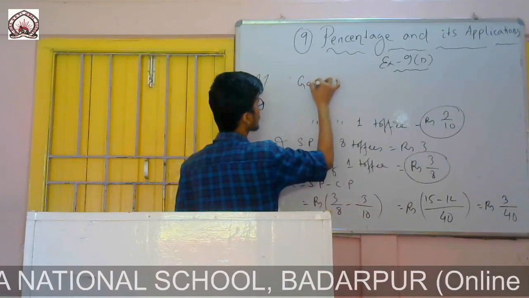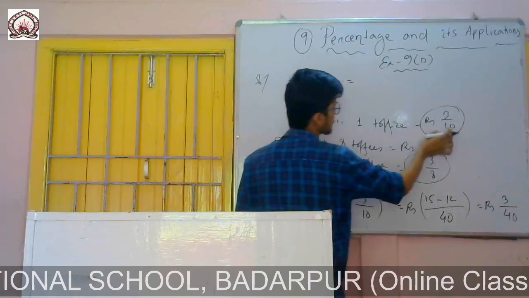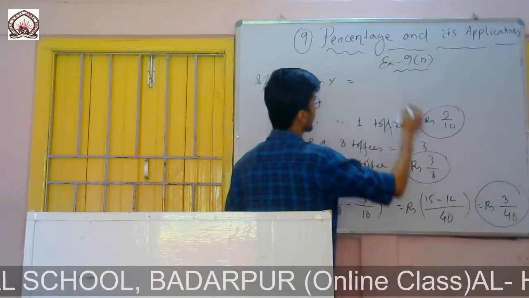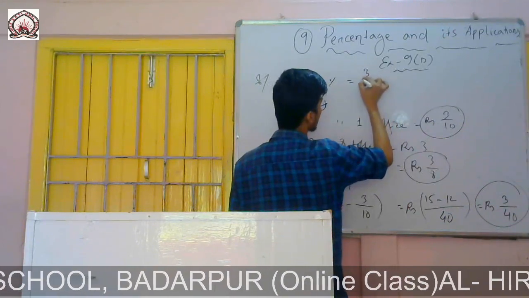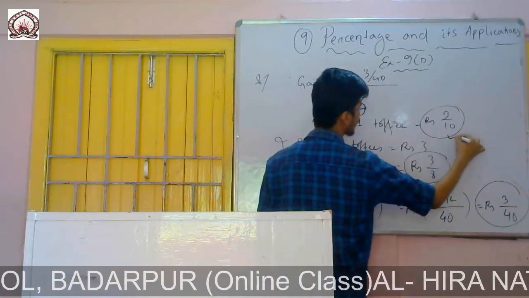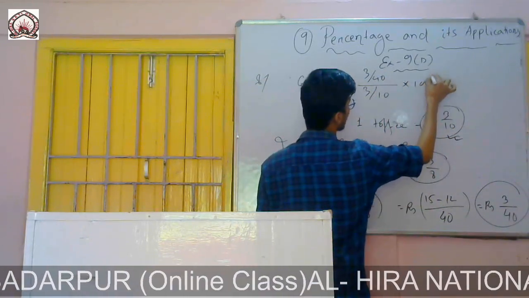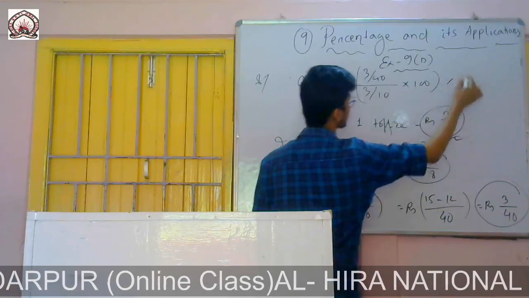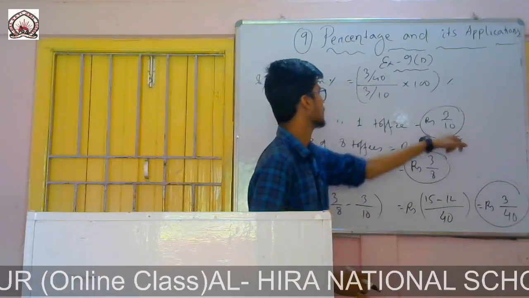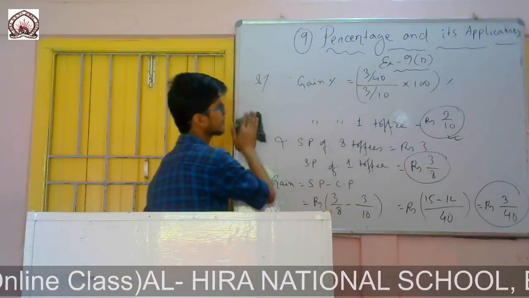Therefore gain percent equals, this is your gain. So gain you write here 3 by 40, and this is your cost price, it is 3 by 10 into 100, and the percentage sign will be there. Again you see, this is the gain, this is the cost price, 3 by 40 divided by 3 by 10.